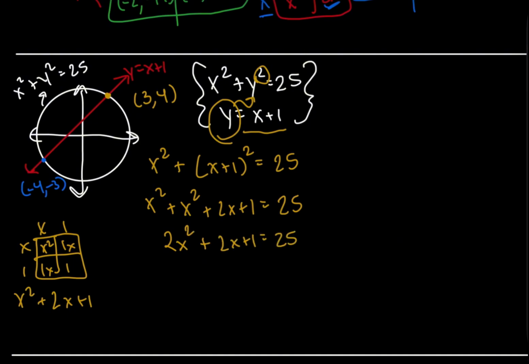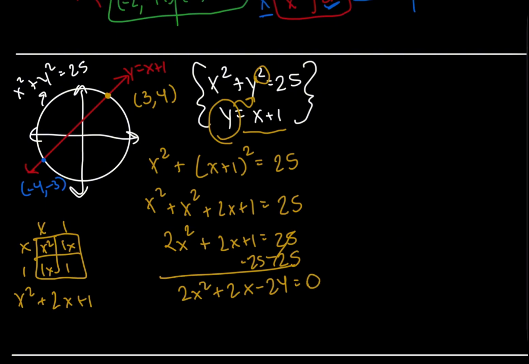So again, here we have a quadratic. So we have to set this equal to 0. So by doing that, we need to subtract 25 because we want to keep the x squared positive. So we're going to bring that to this side. So we're going to minus 25. We're going to get 2x squared plus 2x minus 24 is going to be equal to 0.